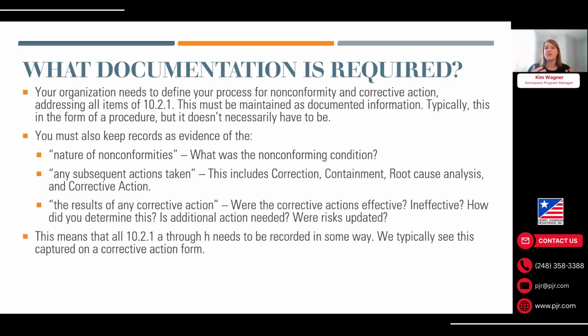So were the corrective actions effective? Were they ineffective? How did you determine that? Is any additional action needed? Were risks updated? We need to know also the results of the corrective action, not just what the corrective action was. So all of 10.2.1 through H need to be recorded in some way. We typically see that on a corrective action form.